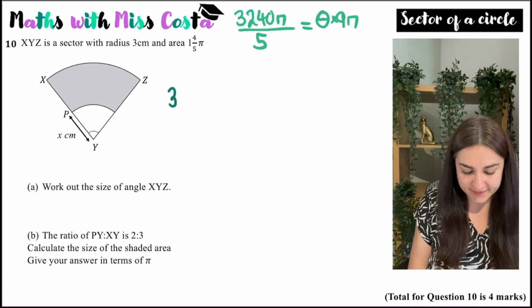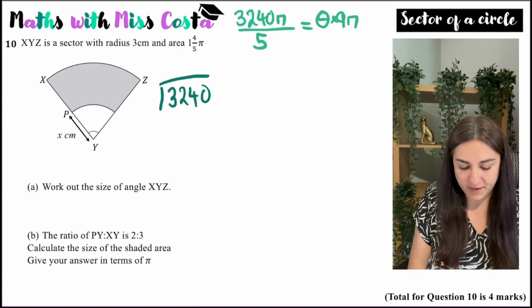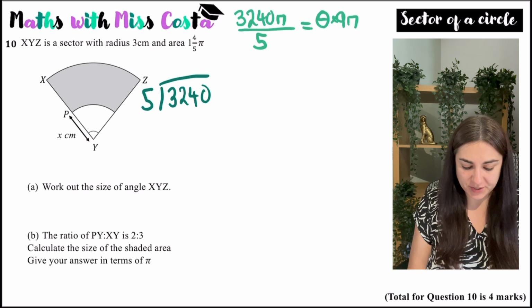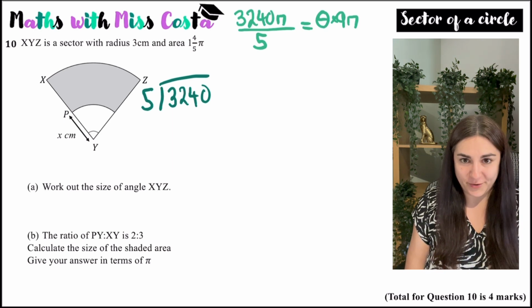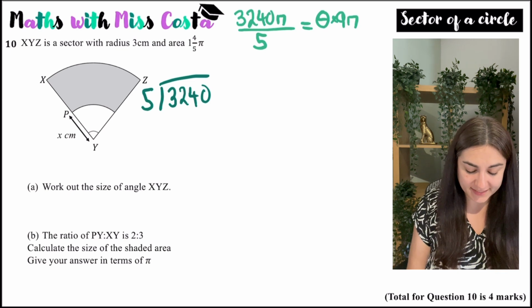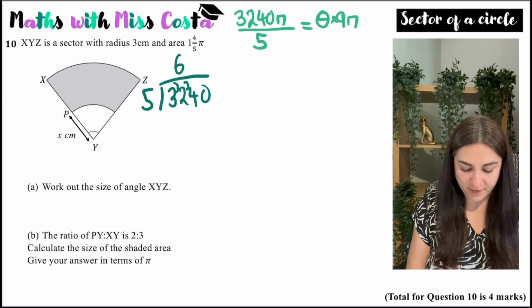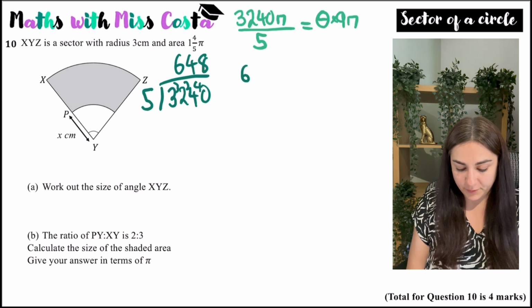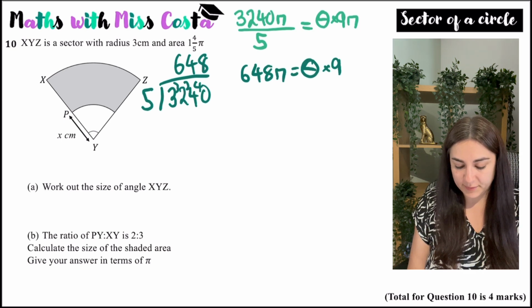3,240 divided by 5. I already did this, didn't I? Okay, anyway, 5's into 32 go 6, remainder 2, 5's into 20 go 4, and 5's into 40 go 8. So I'm left with 648 pi equals theta times by 9 pi.